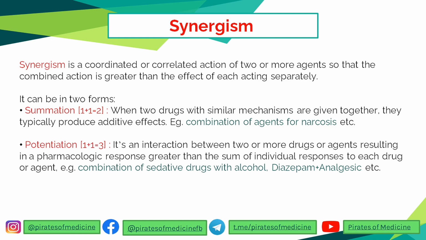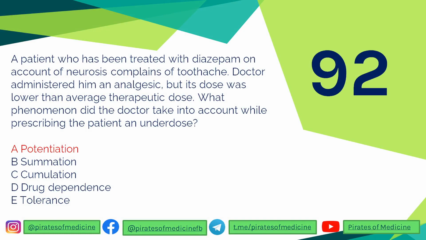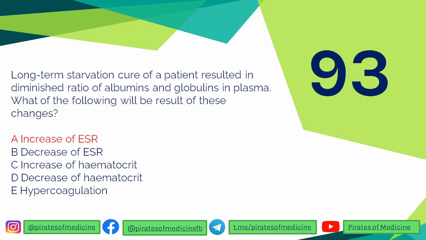So for example, if you give sedative drugs with alcohol, it leads to potentiation and the sedative effect is increased. A similar thing is noticed when you give diazepam with an analgesic. It leads to a potentiation, correct? So that is what our good doctor over here noticed, and this is why he reduced the therapeutic dose to less than the average dose. And what phenomenon did he keep into account? Potentiation. Simple? Good. A bit of pharmacology there.